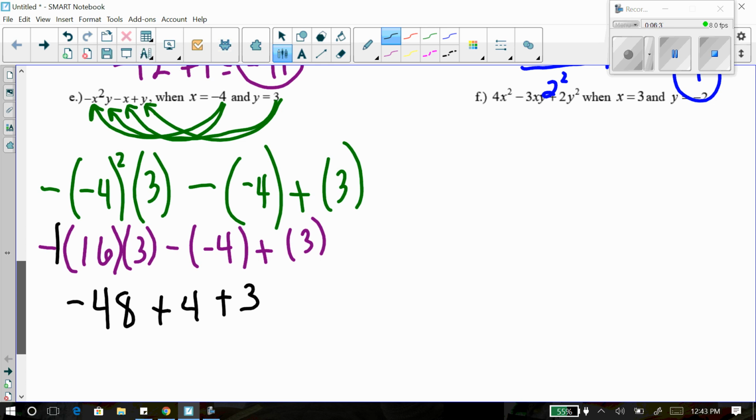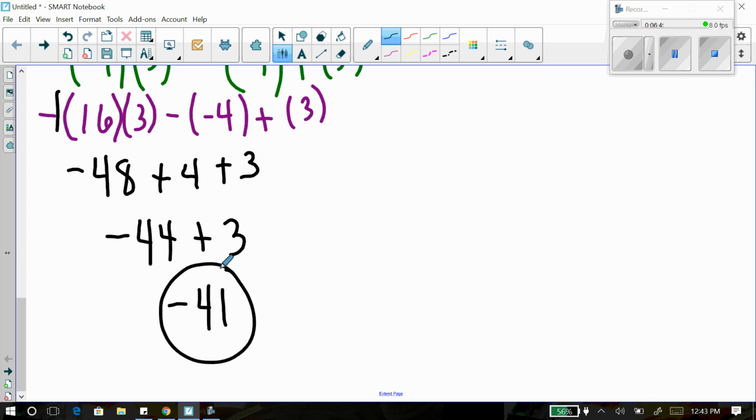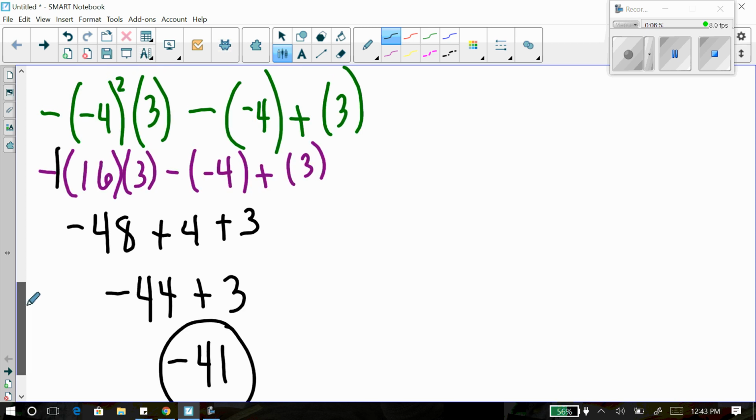Now we'll do our adding left to right. So -48 plus 4 is -44, plus 3 is -41. All right. If you did not use parentheses, you would have gotten a different answer, the wrong answer. You need to use parentheses when you substitute, especially when we have negative numbers.